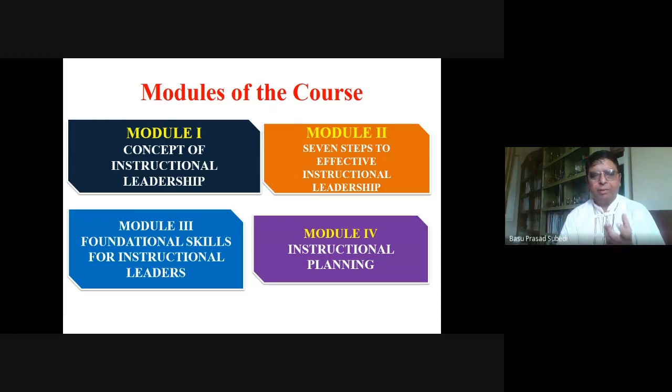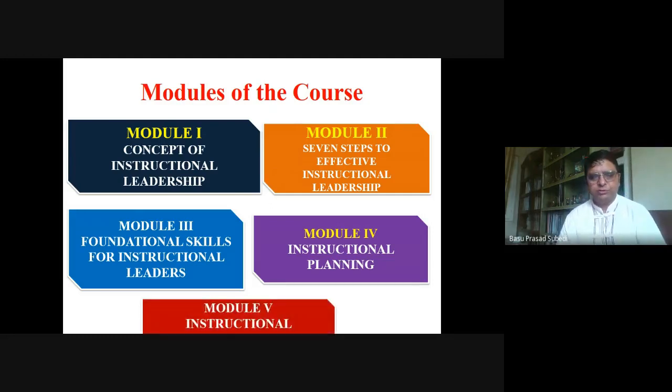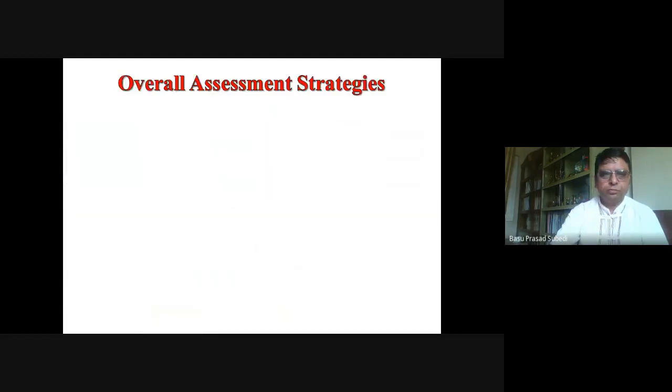How do we plan our instruction? So we try to discuss this specific module. And last but not least, there is module 5, where we talk about instructional supervision. To develop the teaching learning process, supervision is the most important concern. So we discuss this module as well. So we have 5 modules: 1, 2, 3, 4, and 5.